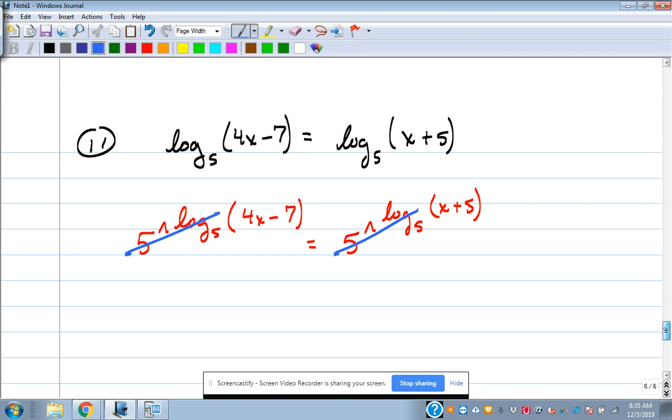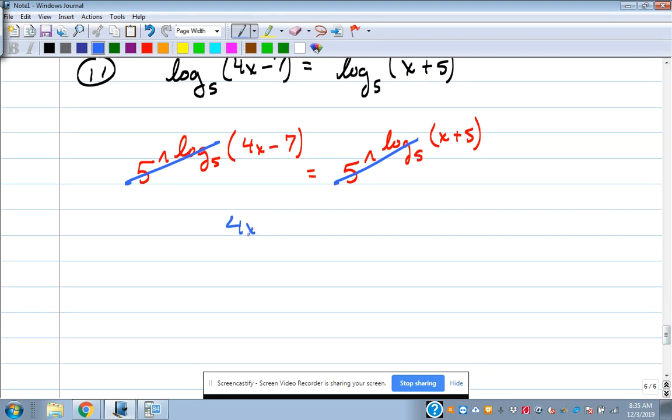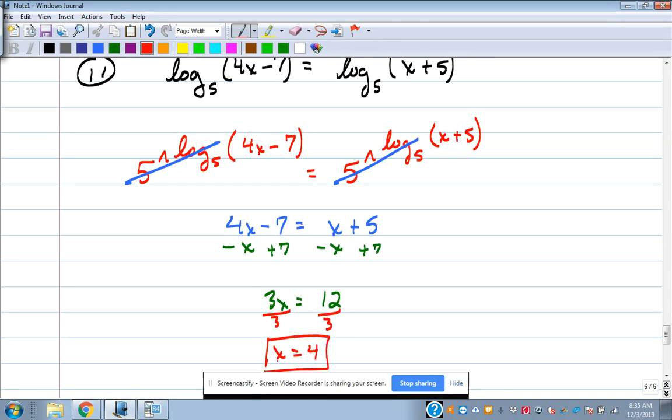Okay. All right, so this gives us 4x minus 7 is equal to x plus 5. And we want to solve that equation. Subtract x, add 7. So 3x is equal to 12. Divide by 3. x is equal to 4. Now, since these are logarithmic equations, what kind of numbers can we not take the log of?